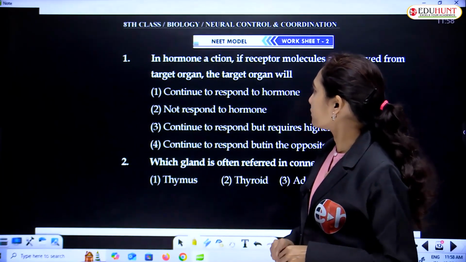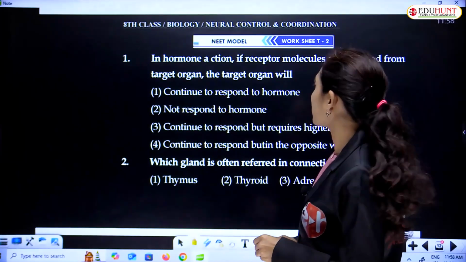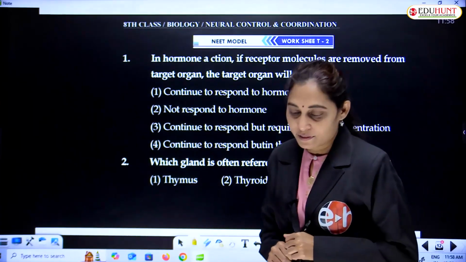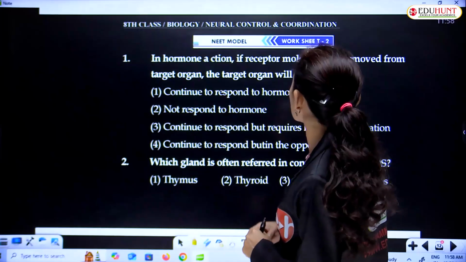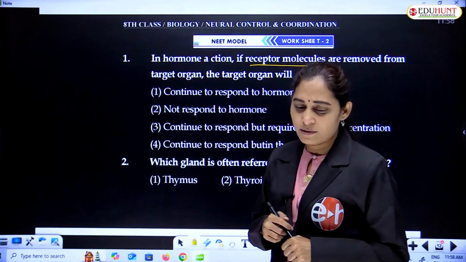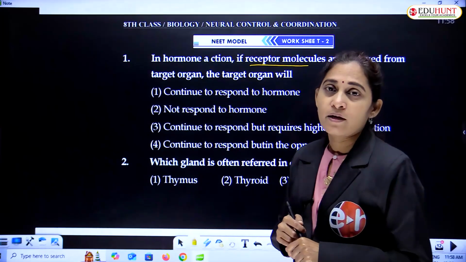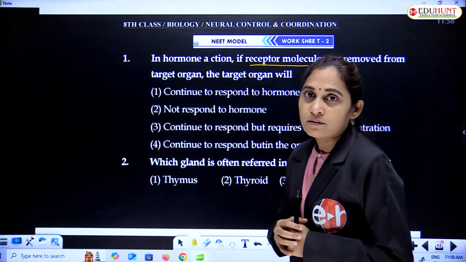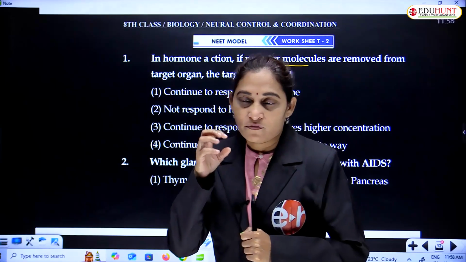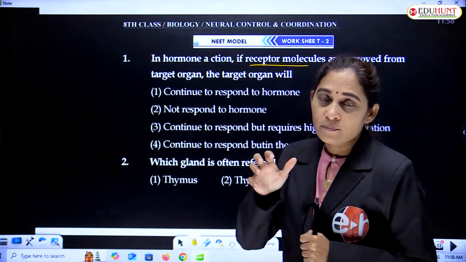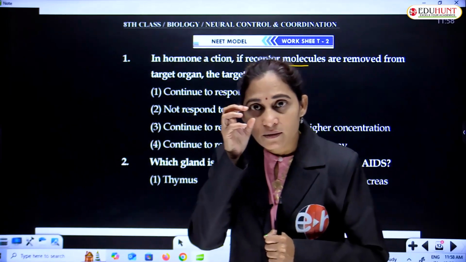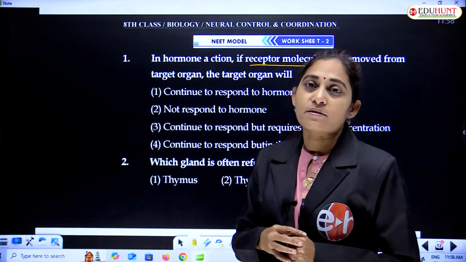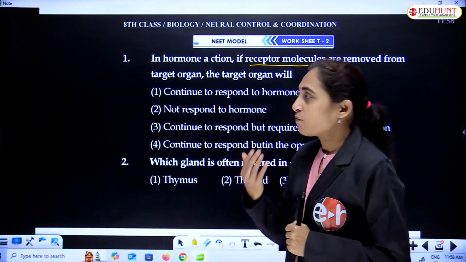In hormone action, if receptor molecules are removed from the target organ, the target organ will... What happens if the receptors are removed? Receptor molecules, the majority of the times, are proteins, proteinaceous molecules. If these are removed from the target organ, for example, if the target organ is the liver, and the receptors present on the membrane of the liver are removed, what happens? That is the question.